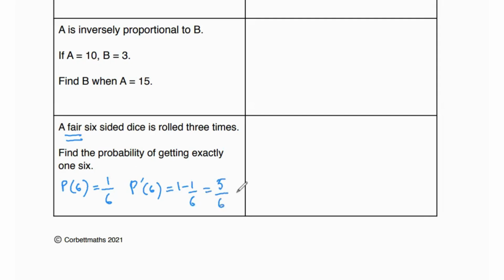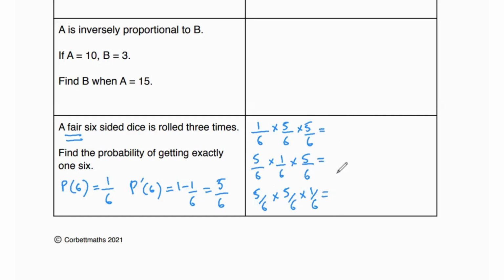So if we're getting exactly one 6 when rolling the dice 3 times, that means we can get a 6 on the first try and different numbers on the second and third try. We can get a different number on the first try, a 6 on the second try, and then a different number on the third try. Or different numbers on the first 2 tries, but a 6 on the last try. If we find these different probabilities, we can see that each equals 25 over 216.